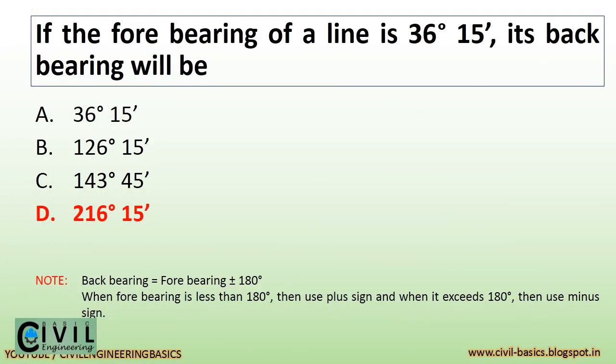If the forebearing of a line is 36° 15', its back bearing will be 216° 15'. Note, back bearing equals forebearing plus or minus 180°. When forebearing is less than 180°, then use plus sign, and when it exceeds 180°, then use minus sign.